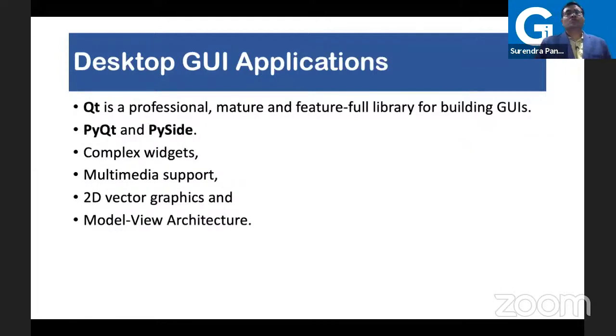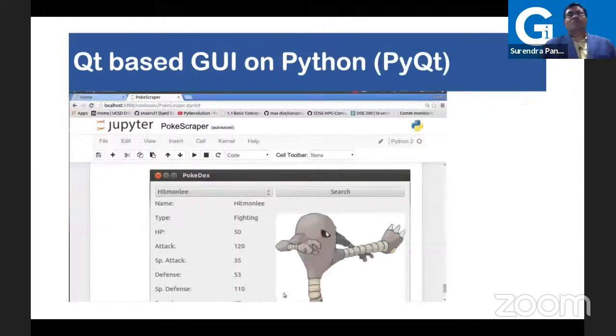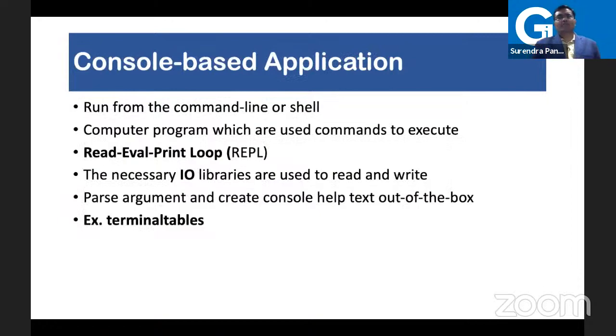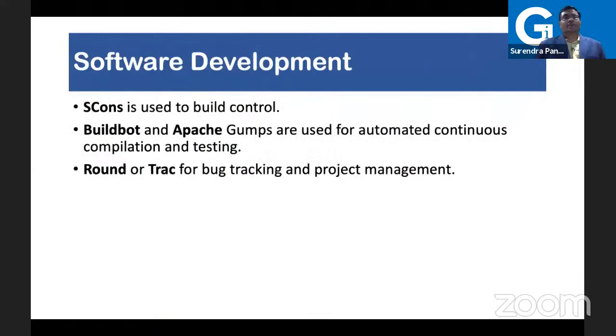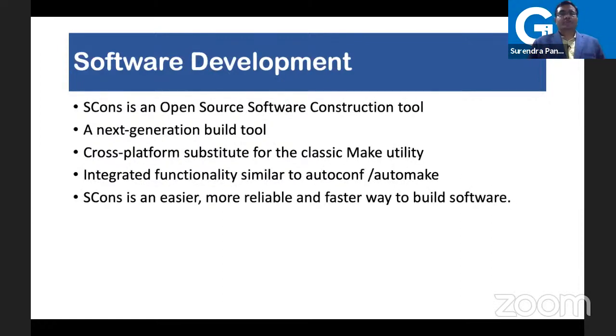You can decide whether you like to go for a GUI based application, a web based application, or a console based application. The solutions are available. Even for console based applications like terminal tables, the application is already available for your reference. There are software development tools like Buildbot and Apache. There is SCons, which is used as a build control tool. This is one of the software available developed using Python. It's like a make project. Same is SCons. It's an open source software construction tool.